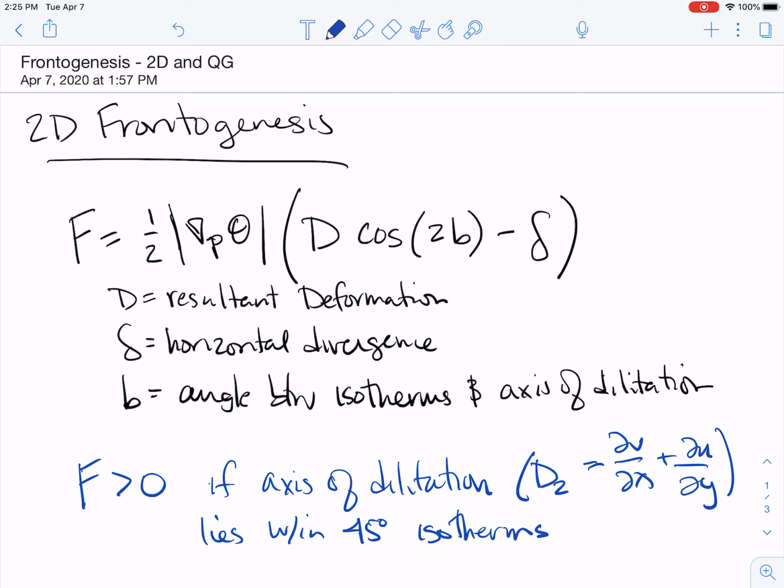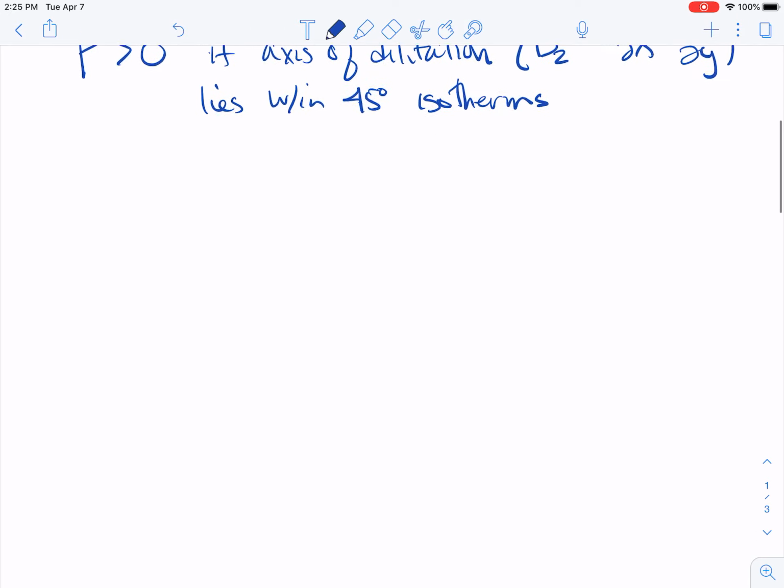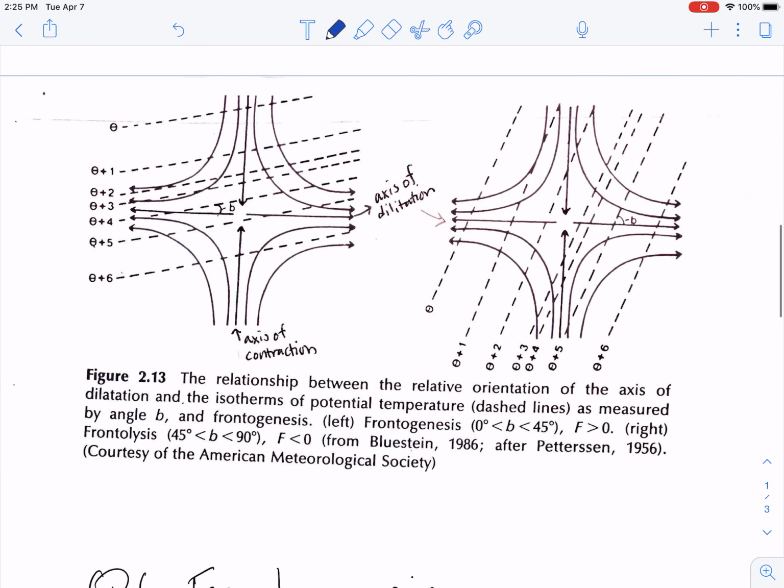So what does this mean? Let's go ahead and take a look at a graphic from the Bluestein textbook. We're going to scroll down for this graphic here. Here is an example of a 2D field where we have our potential temperatures signified here with our dashed lines and our resultant field in our solid lines. And so we can then assess here our axis of dilatation as this kind of line right here, one going out this way, one going out this way. That's our axis of dilatation. Versus then our axis of contraction is where we have our air coming together, contracting, if you will.